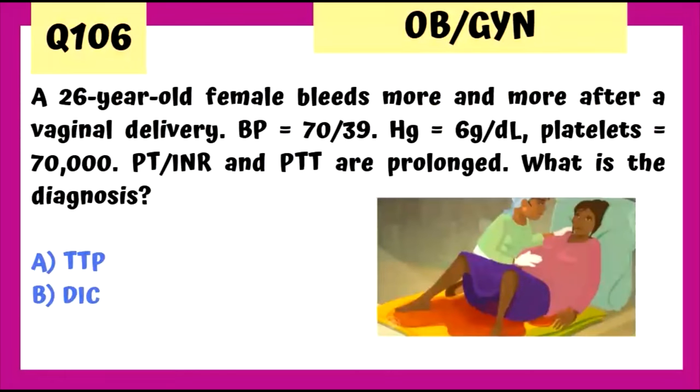Question 106. A 26-year-old female bleeds more and more after a vaginal delivery. Blood pressure is very low. Hemoglobin is low. Platelets are low. PT, INR and PTT are prolonged. What is the diagnosis? This is exactly what DIC is.